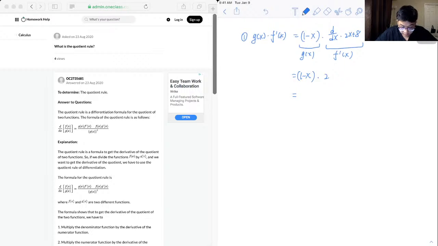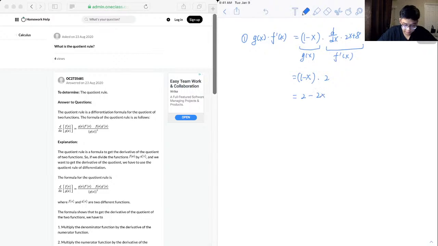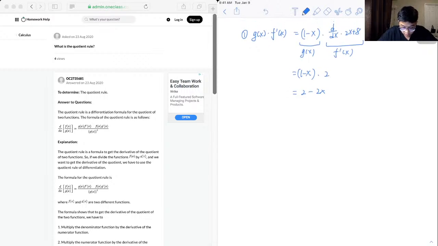So the answer for g(x) times the derivative of f(x) is going to be 2 minus 2x. Yep. So that's all we have for step 1. And for step 2, we need to multiply the function in the numerator by the derivative of the function in the denominator. So it's going to be f(x) times the derivative of g(x).